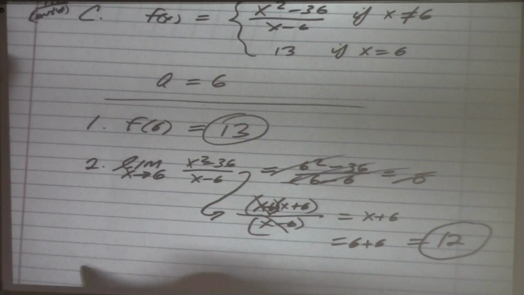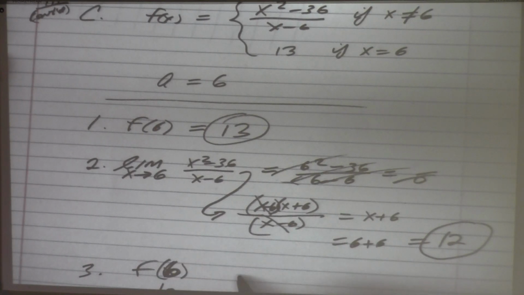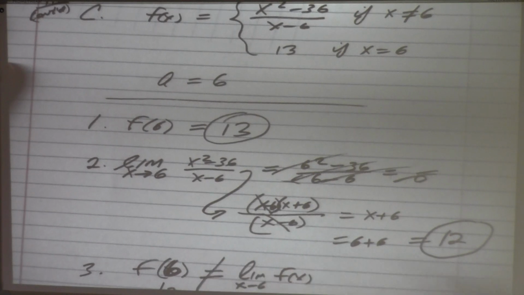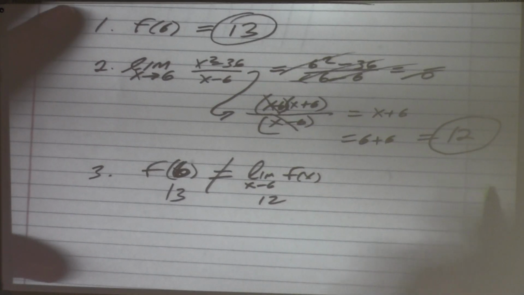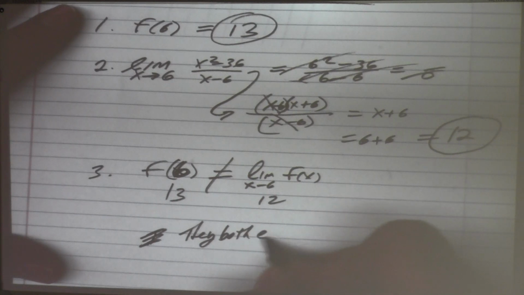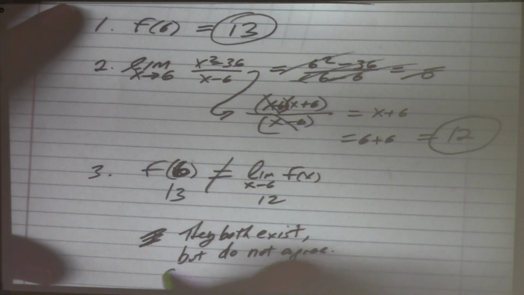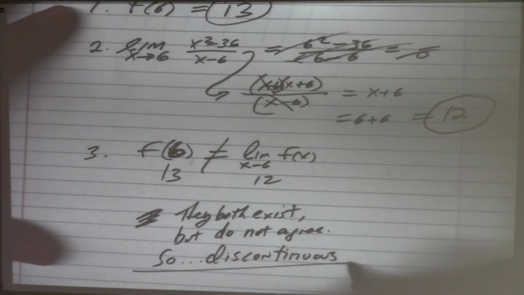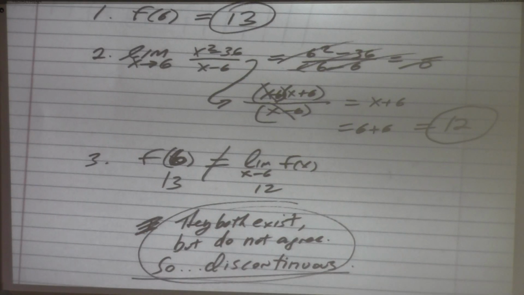So both of these exist. Okay? F of 6, here's the problem. F of 6 is 13, and the limit as x approaches 6 of the function is equal to 12, so they are not equal to each other. And that means it is not continuous, because all the conditions were not met. They both exist, but do not agree, so discontinuous. Okay, so there's a few different ones and ways to look at it there.